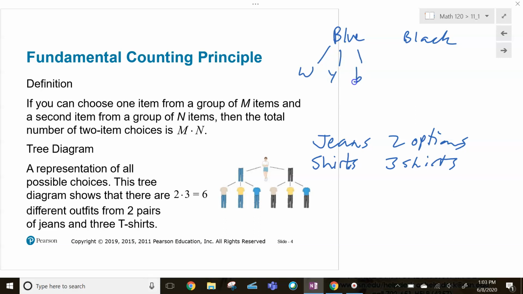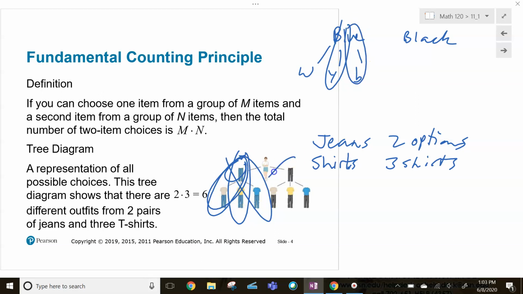yellow, or blue. So the diagram is showing you they could wear the blue jeans with the white shirt, so that's one outfit, or they could wear the blue jeans with the yellow shirt, or the blue with the blue shirt. So there's three options. Or they could do the black jeans with the white shirt, or the black jeans with the yellow shirt, or the black jeans with the blue shirt, right? So black could go with the white, black could go with the yellow, or black could go with the blue.